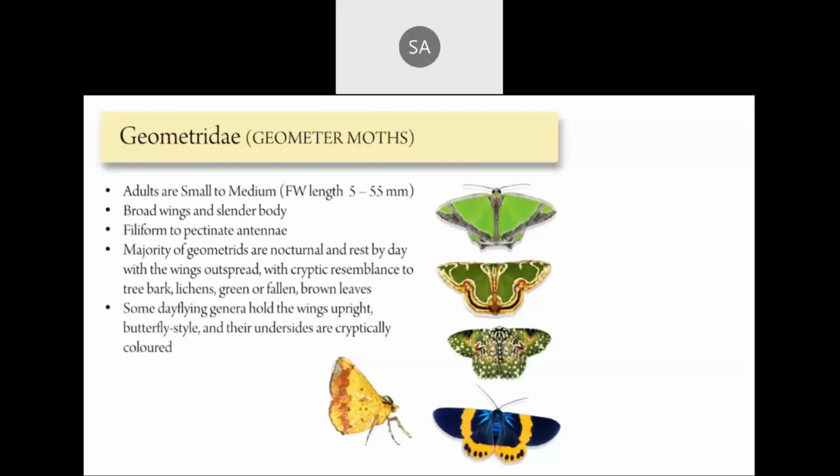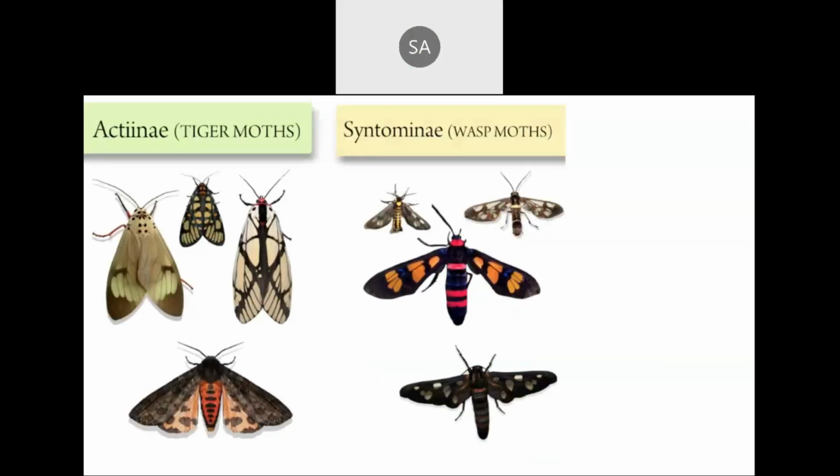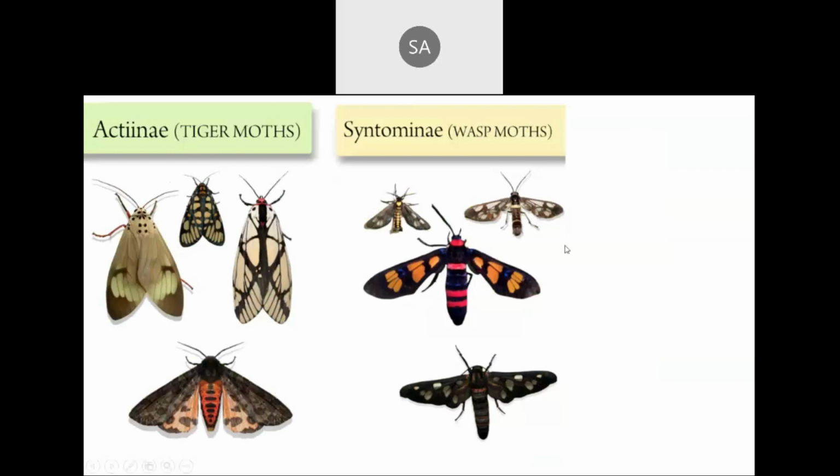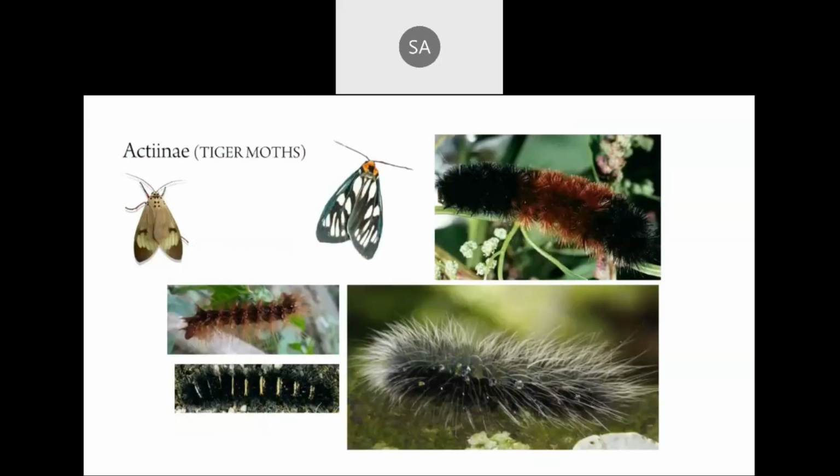The interesting or beautiful Geometridae. Next slide. Then different tiger moths, wasp moths. These mimic different kinds of taxa. The wasp moths look like wasps, but actually they are moths. The tiger moth caterpillars look like this. Next.